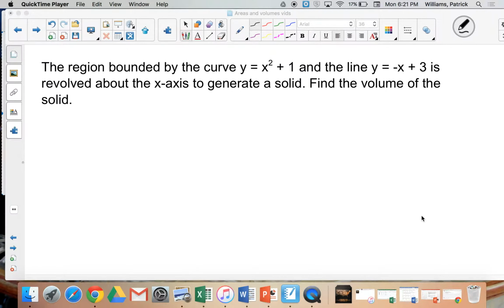Hi everyone. This is the third video in our thrilling three-part series on Solids of Revolution. We're just going to go through and talk about how to solve some problems using the washer method.